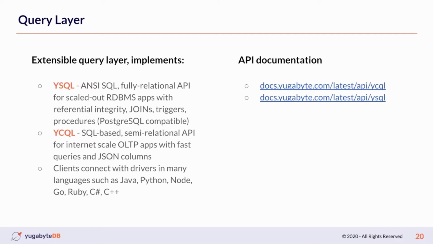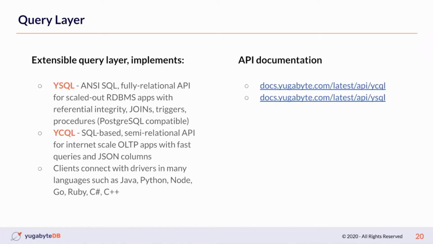And the YCQL API is a semi-relational API, which is for massive scale applications that need really low latency access. It supports most of the data types and columns. It supports indexes. It supports unique indexes as well as JSON, document data columns. But it does not support a lot of referential integrity or joins, or things like triggers and procedures. And the idea is really to keep the set of SQL supported really simple in order to ensure that the performance is really high and you can make a lot of internal optimizations that give you low latency access.